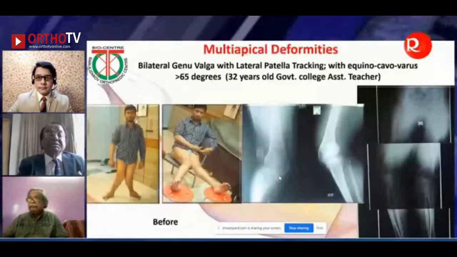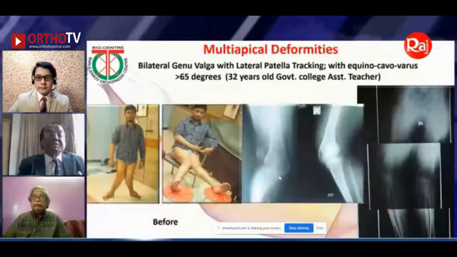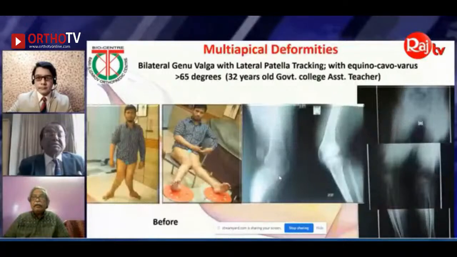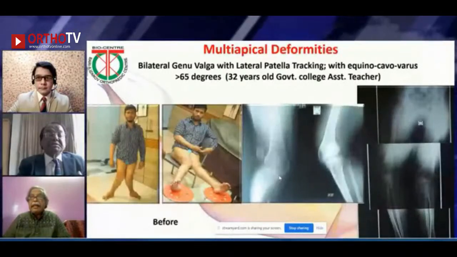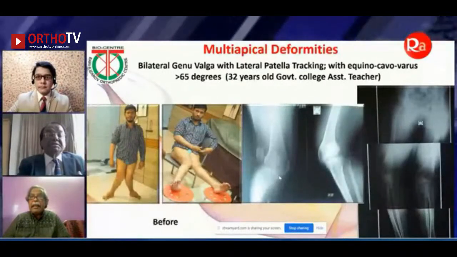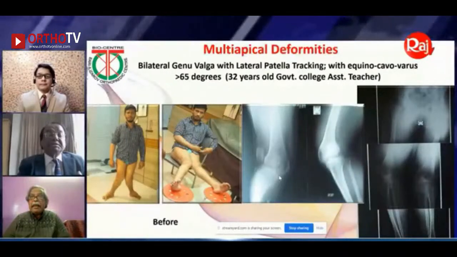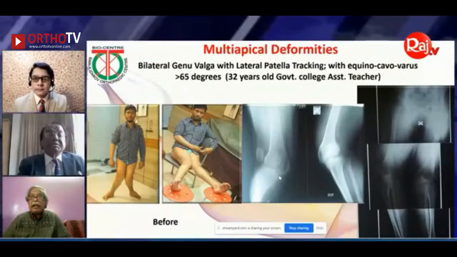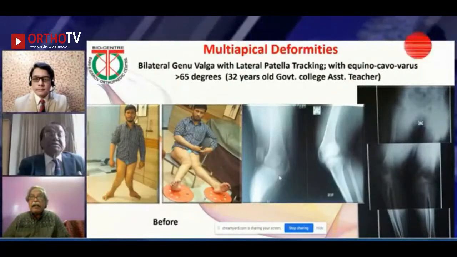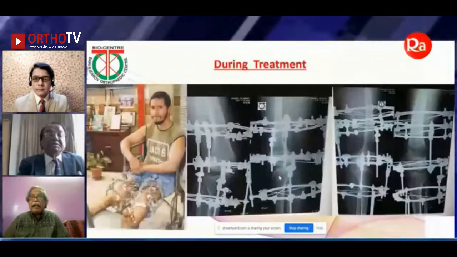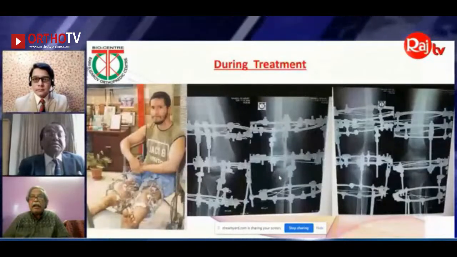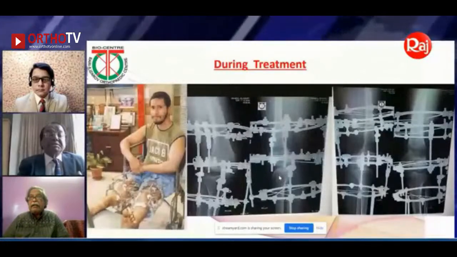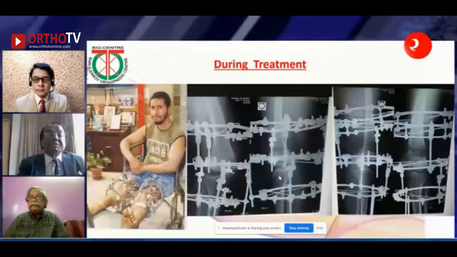A government teacher of a government hospital, BCS cadet. At the age of 32, he came to my place for deformity correction, and I took it as a challenge because the age is too much. And you can see equinocavovarus, genu valgum, bilateral patellar tracking problems. But the patient was very cooperative, and only with wires, with proper placement of the hinges during treatment.